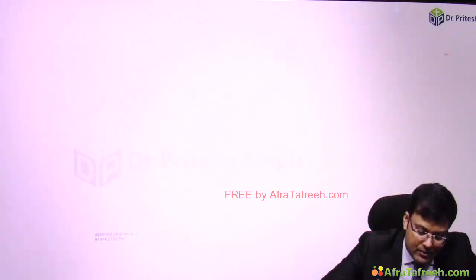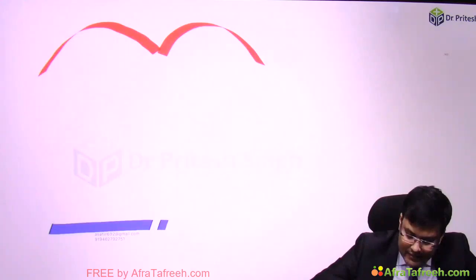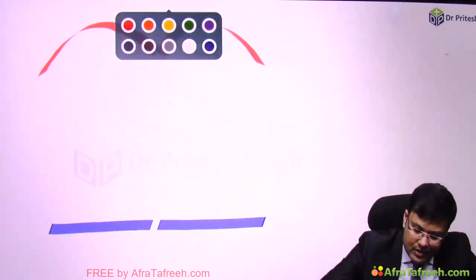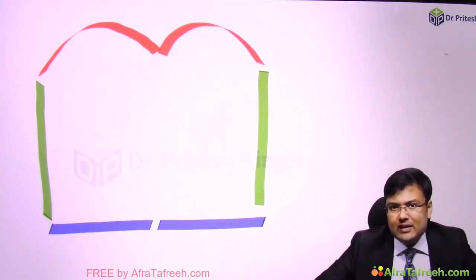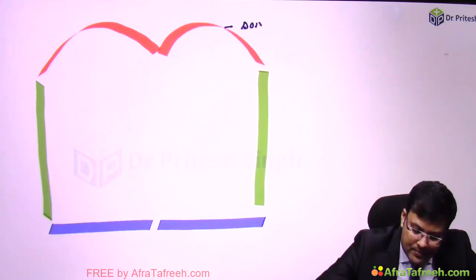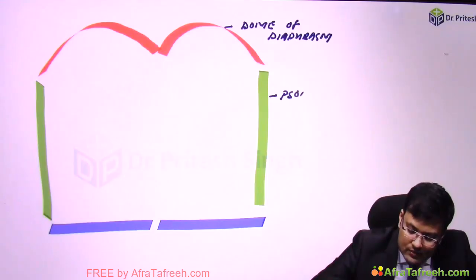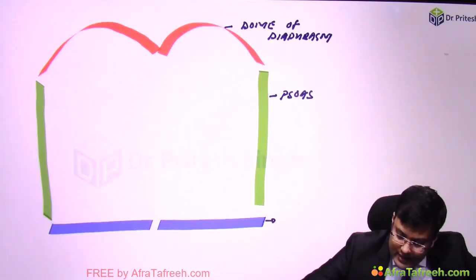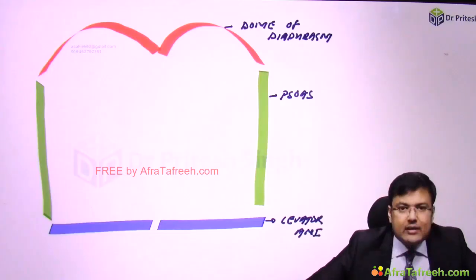So see, what are the boundaries of the retroperitoneum? Superiorly, there is the dome of the diaphragm. Inferiorly, there is the levator ani. Posteriorly, there is the psoas muscle, and anteriorly there is the peritoneum. So see the boundaries. This is the dome of the diaphragm, this is the psoas muscle, this is the levator ani, and anteriorly there is the peritoneum.